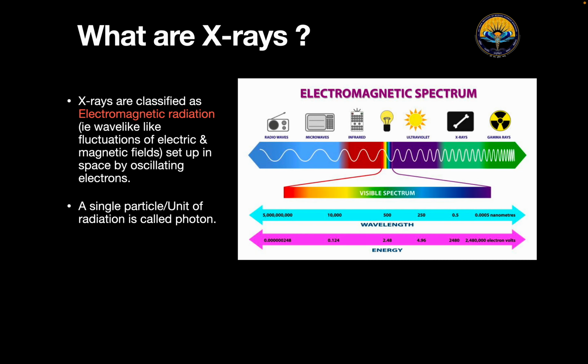So first, starting with the basics. What are X-rays? X-rays are EM radiations that are set up in space by oscillating electrons, and a single unit of this radiation is called a photon.